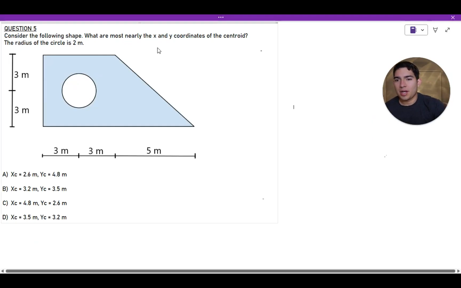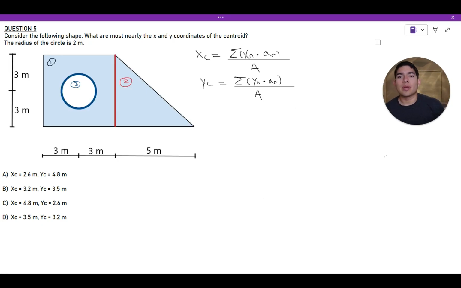Now we need to find the x and y coordinates of the centroid for this shape. As you can see, we have a circle cut out of the shape right here with a radius of 2 meters. So we're going to have to apply the strategy we learned in the last one of subtracting this component out. So let's go ahead and get started.